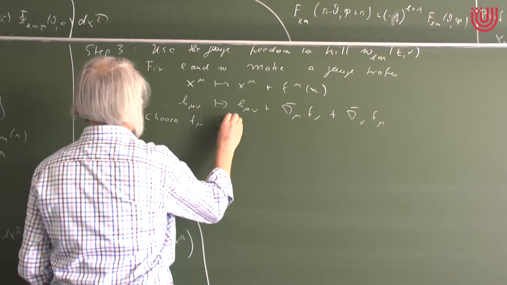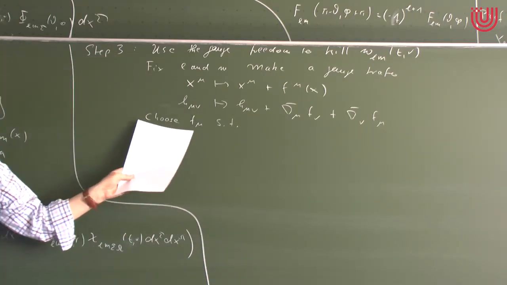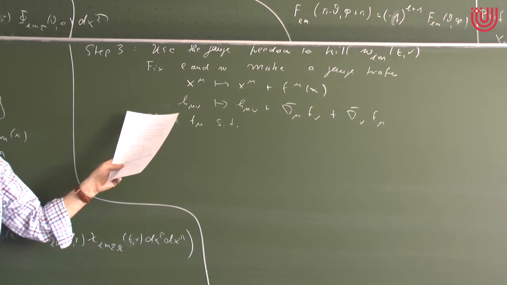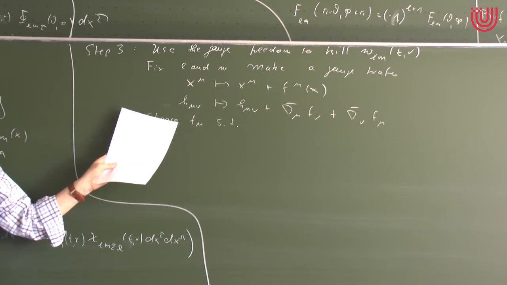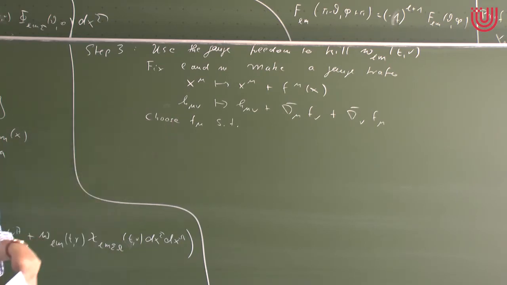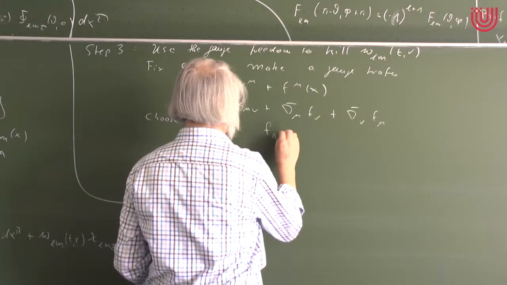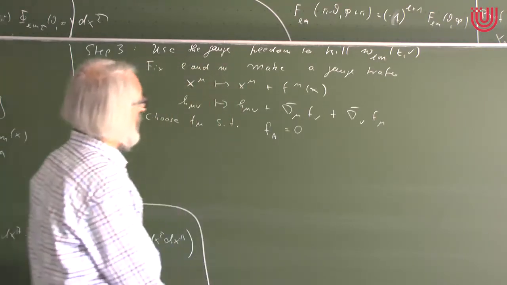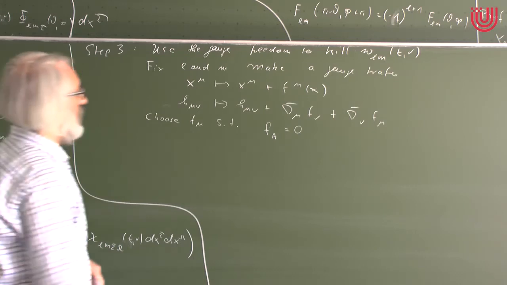Choose f mu such that the following holds. So the index mu takes the values t, r, theta, and phi. Yeah, it takes the values a, which stands for t and r, and sigma, which stands for theta and phi. And I choose them in such a way that the f a is 0. Yeah? If the index is t or r, then it is 0.